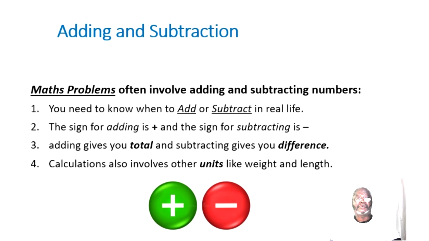The sign for adding is plus, and the sign for subtracting is the minus sign, the dash. When you add, you get a total, that is, you put everything together. There are different words you can use. Find the sum of, what is the total of, then you know that you have to add. Then in subtraction, you have to find differences. That's when we say minus. Usually when you subtract from a number, you get a smaller number remaining.